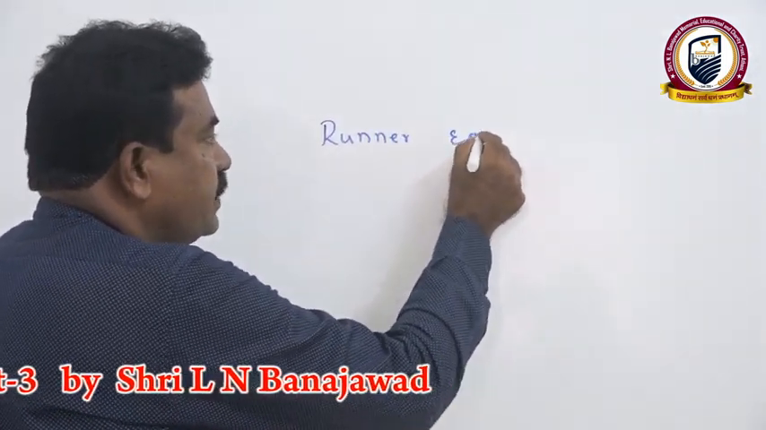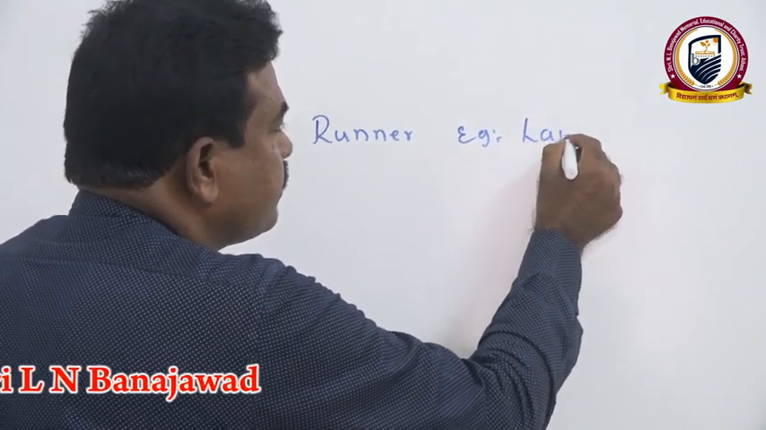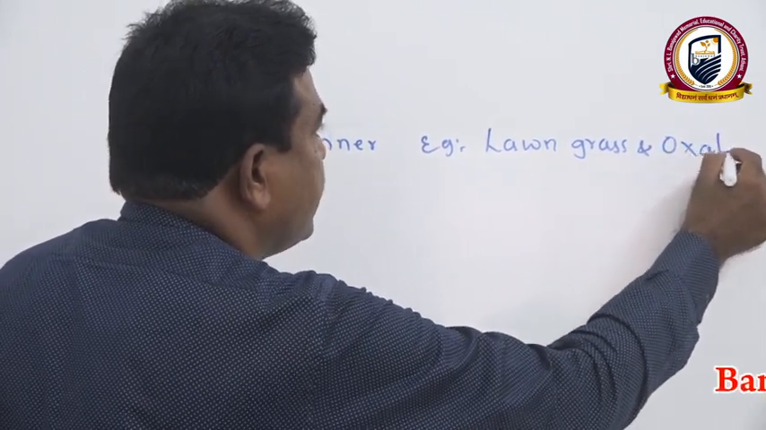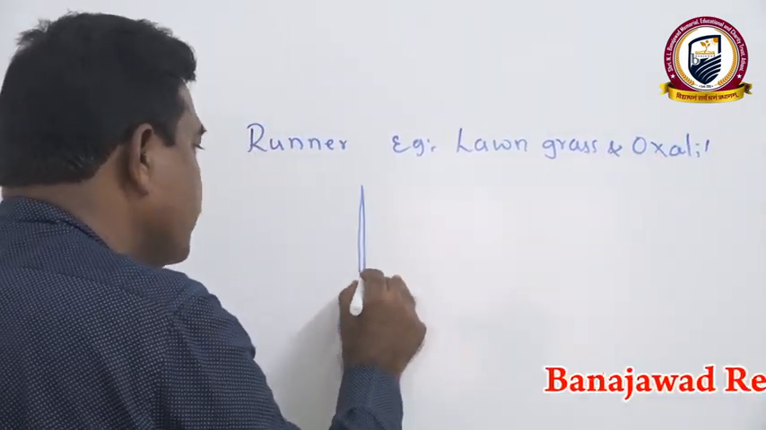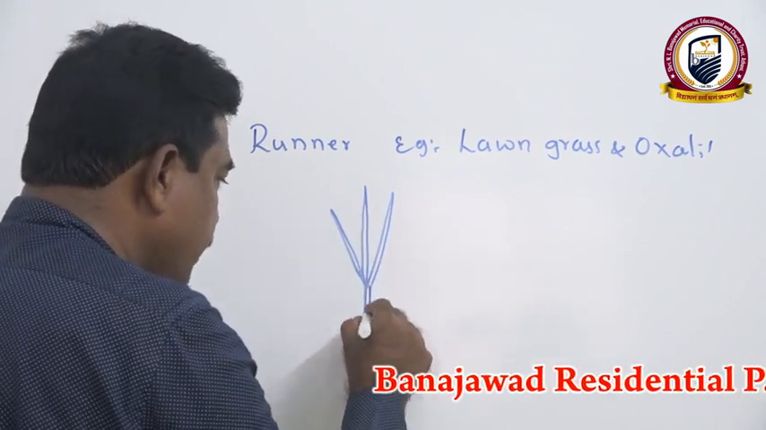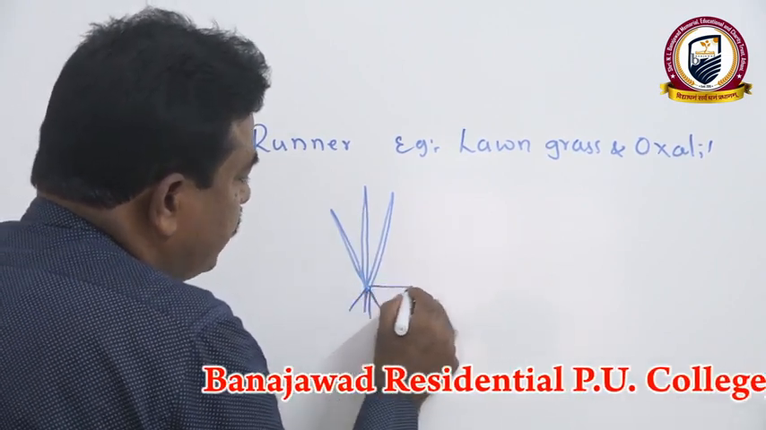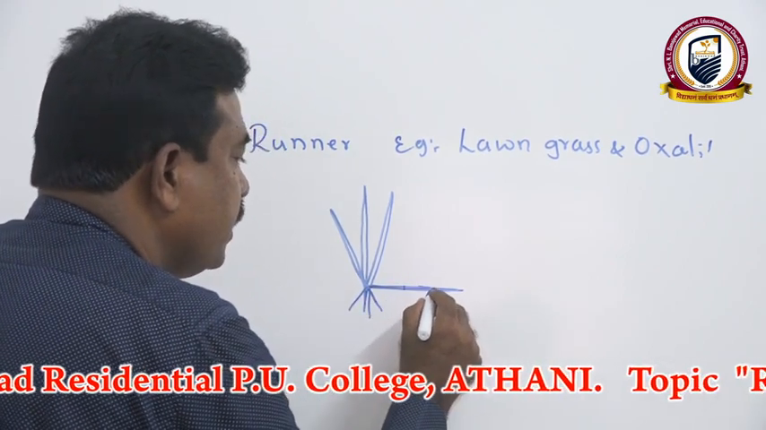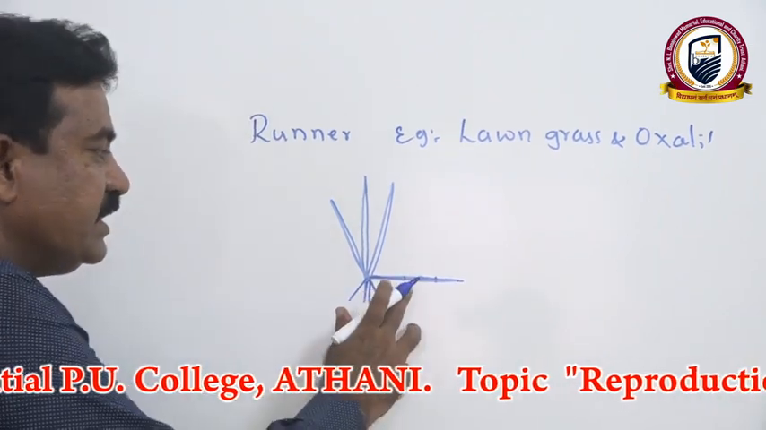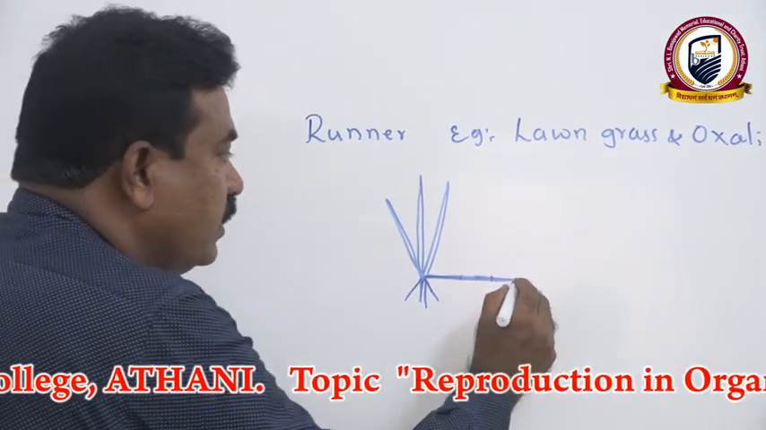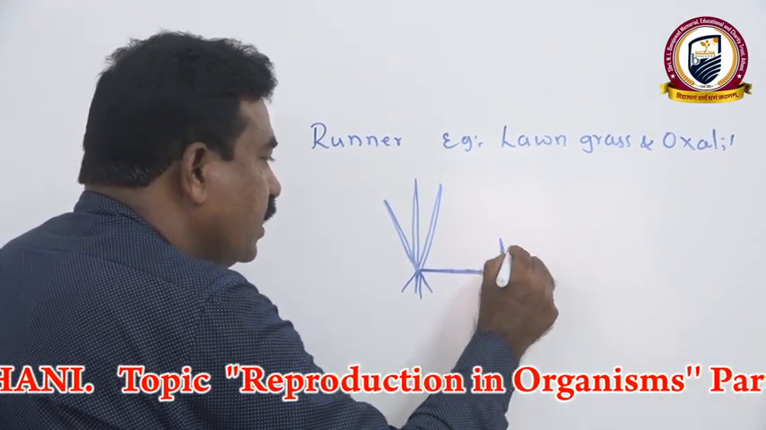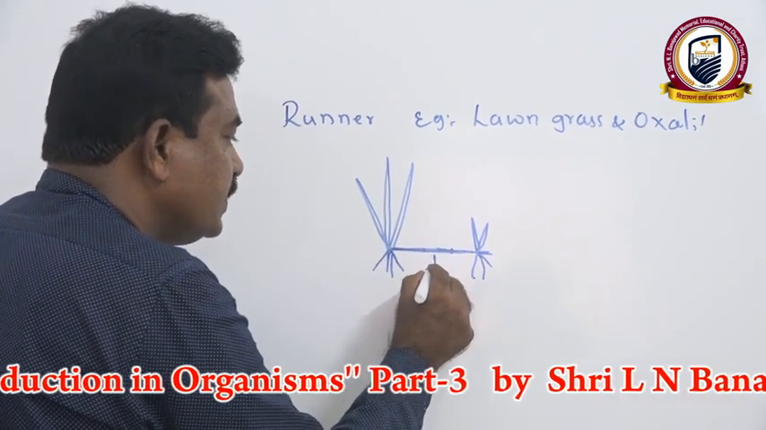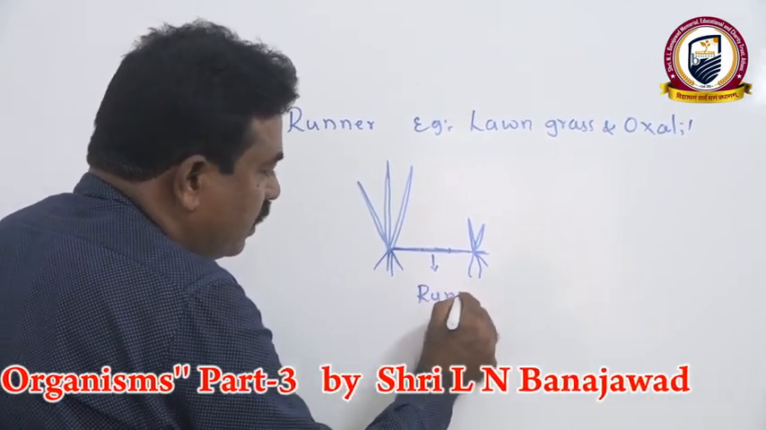We see in the case of lawn grass as well as oxalis. Suppose you consider it as a parental plant, then from just above the ground, some horizontal stem grows in all directions. I have shown it in just one direction, but after a short distance, the nodal region gives a young plantlet with adventitious root, and this specialized stem we call a runner.